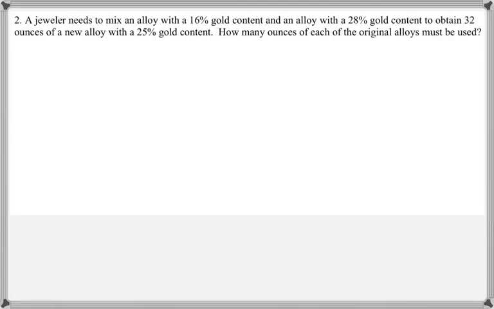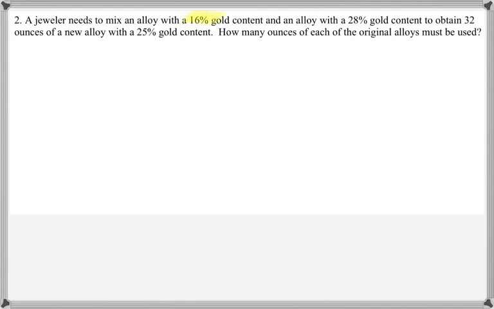Number 2 from section 4.3 is also a percentage mixture problem, so it's similar to number 1. A jeweler needs to mix an alloy with a 16% gold content and an alloy with a 28% gold content to obtain 32 ounces of a new alloy with a 25% gold content. How many ounces of each of the original alloys must be used?